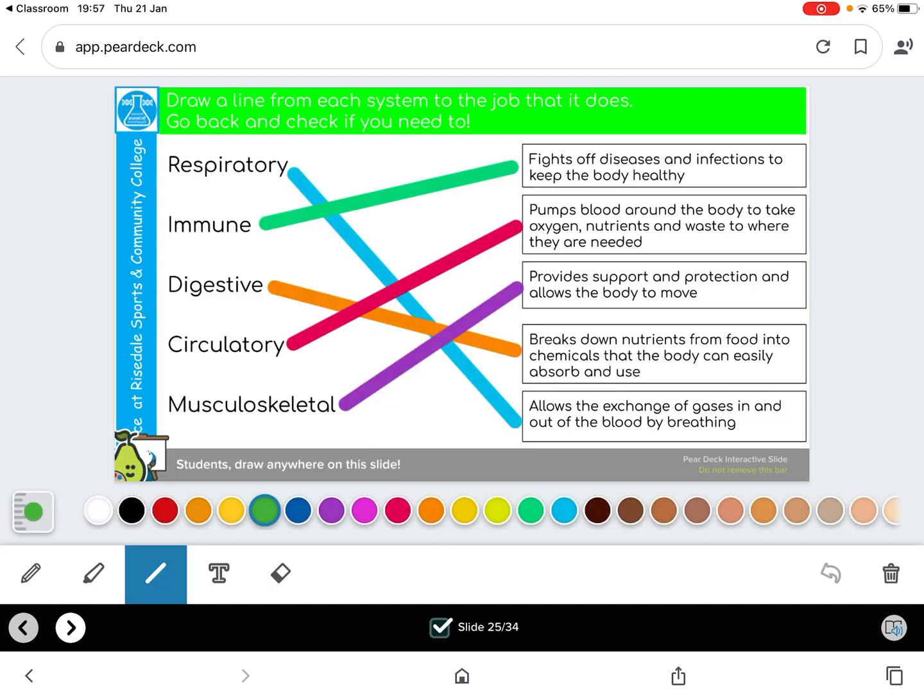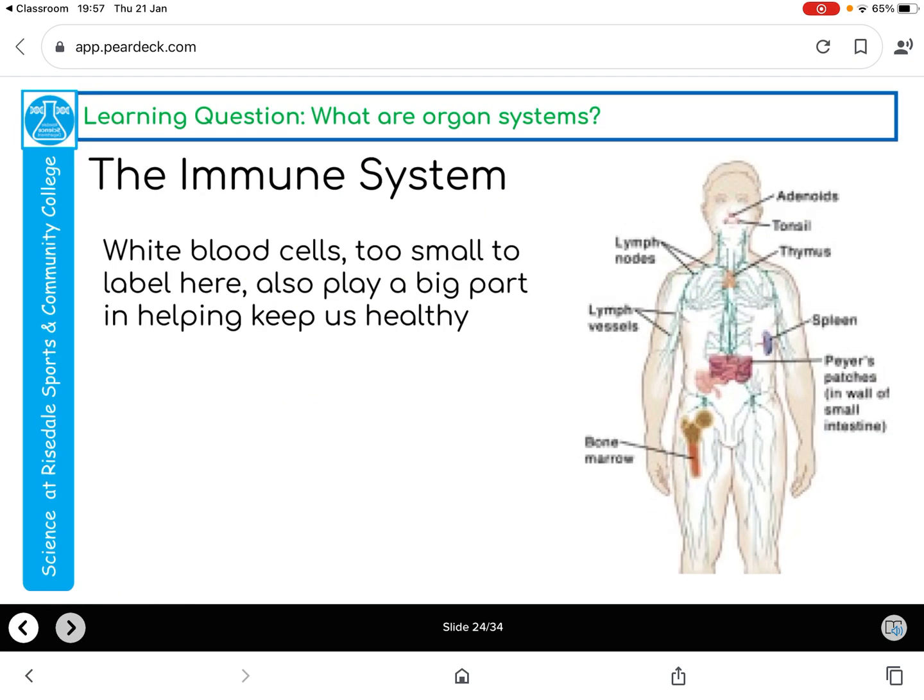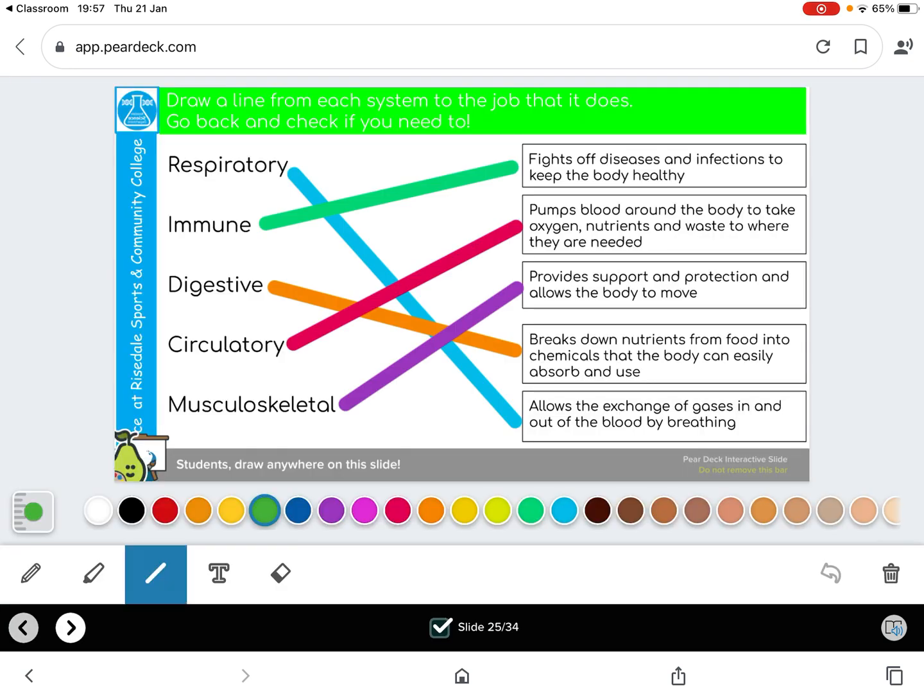Okay, so on to a few tasks for you. You had to match up the different systems to the job that you thought it did based on those descriptions. But do you remember you could flick back? So if you didn't know, you could have looked back.